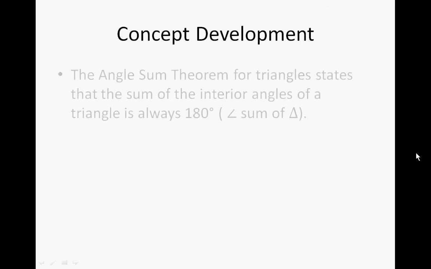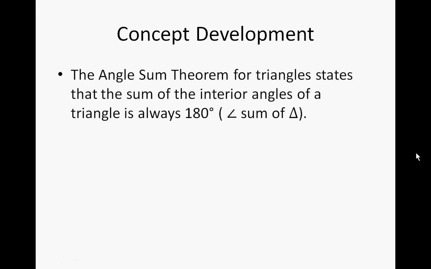Okay, this is lesson 13, angle sum of a triangle. Pretty short lesson. So our concept development: the angle sum theorem for triangles states that the sum of the interior angles of a triangle is always 180 degrees. And this can be abbreviated by the symbol angle sum of a triangle.